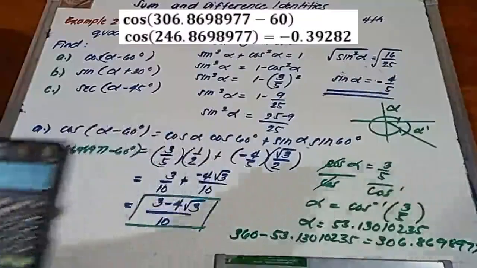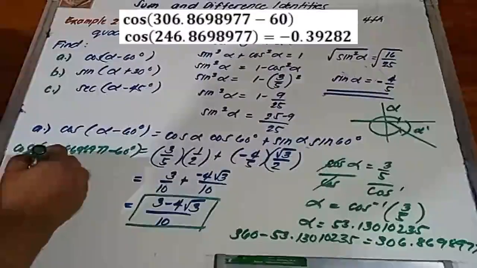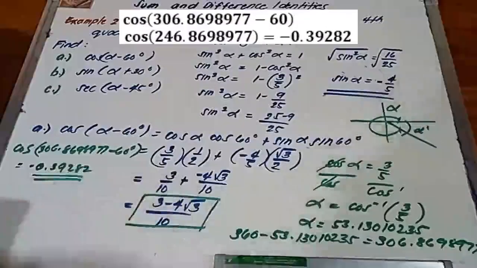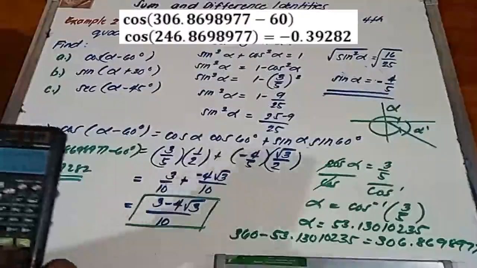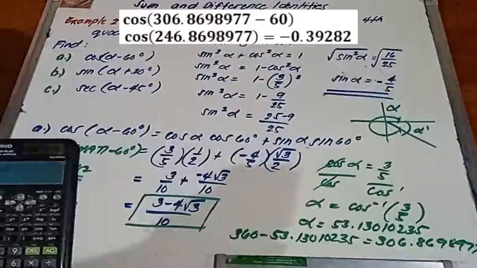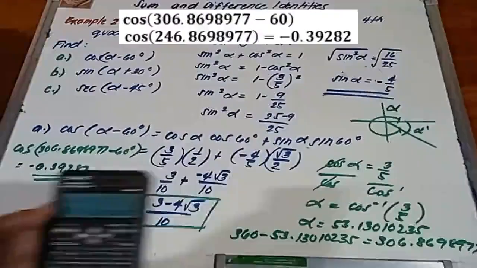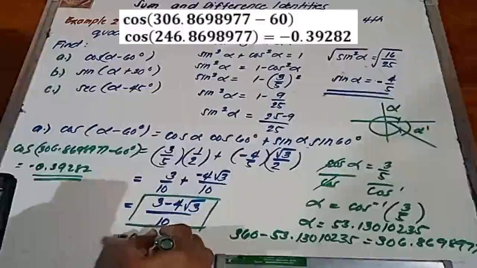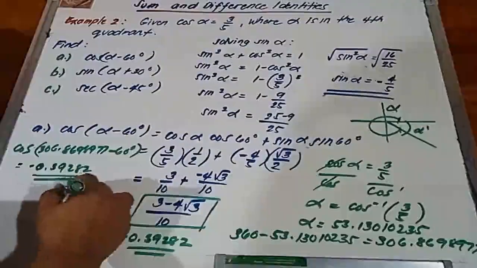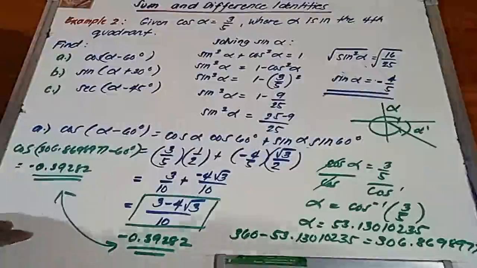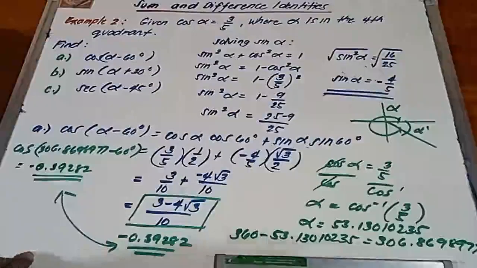Negative 0.39282. So, yon. Okay? Now, pag kinuha natin to in decimal, that is 3 minus 4 square root of 3 divided by 10. So, ito yon. 3 minus 4 square root of 3 over 10. In decimal, that is the same, negative 0.39282. Same. Ibig sabihin, tama yung sagot natin. Pero hindi ko na ina-advise na i-check nyo pa yung sagot ninyo. Pinakita ko lang that we got the same answer using scientific calculator and using sum and difference of trigonometric identities. So in my next video, sasagutan ko naman yung letter B and letter C. Thank you.